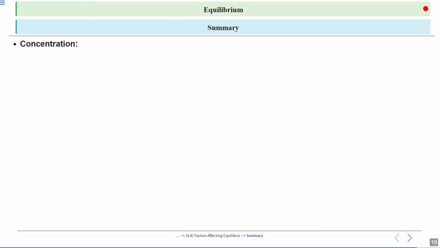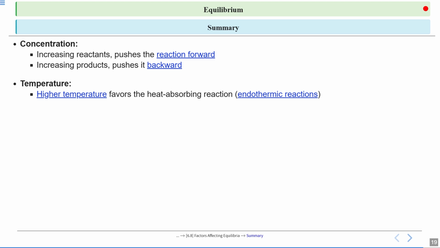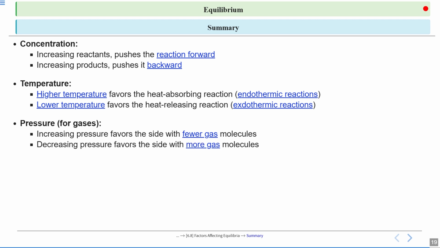So can we summarize all of this? Yes. So increasing reactant pushes the reaction forward. If you increase the product, then it will push it backward. Then if I talk about temperature, then for an endothermic reaction, higher temperature is favored, and for an exothermic reaction, lower temperature is favored. Moving on to the pressure, if you are increasing the pressure, then the reaction proceeds in the side which has fewer number of gas molecules, and if you are decreasing the pressure, the reaction proceeds in the side which has more gas molecules. Fourth thing is inert gas addition.